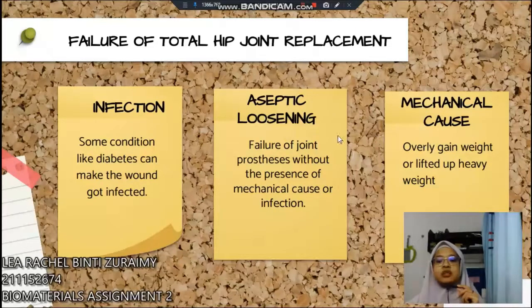Mechanical causes can happen when the patient gains weight or lifts heavy weight. We also believe that the total hip joint replacement supports the upper body weight within certain limits of weight. This can cause serious injury to the patient when ceramic can be broken or damaged, metal can be dented or bent, and dislocation can also happen.